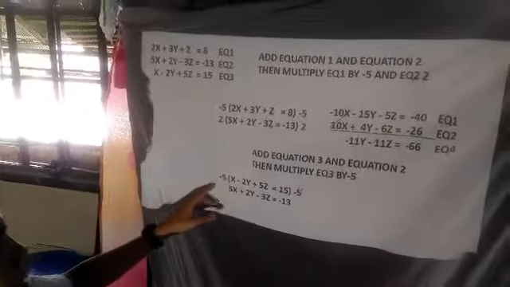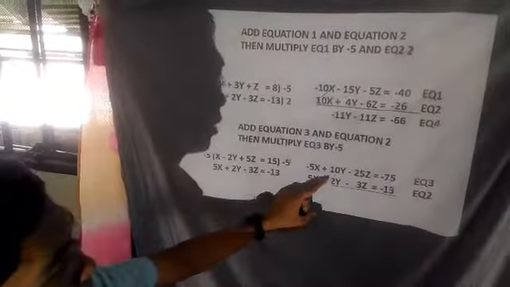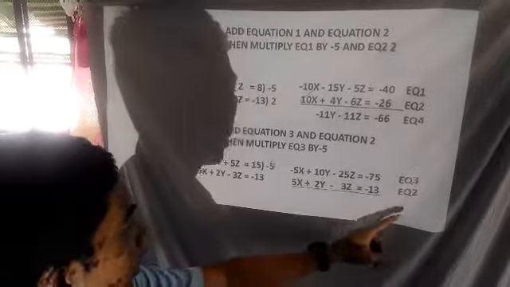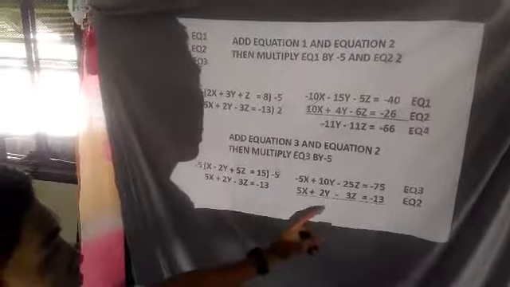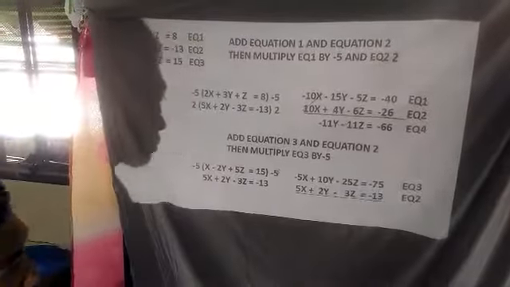So we have negative 5x times negative 2y times positive 5z equals 15. So the result is negative 5x plus 10y minus 25z equals negative 75, our equation 3. So just copy the 5x plus 2y minus 3z equals negative 13, our equation 2.